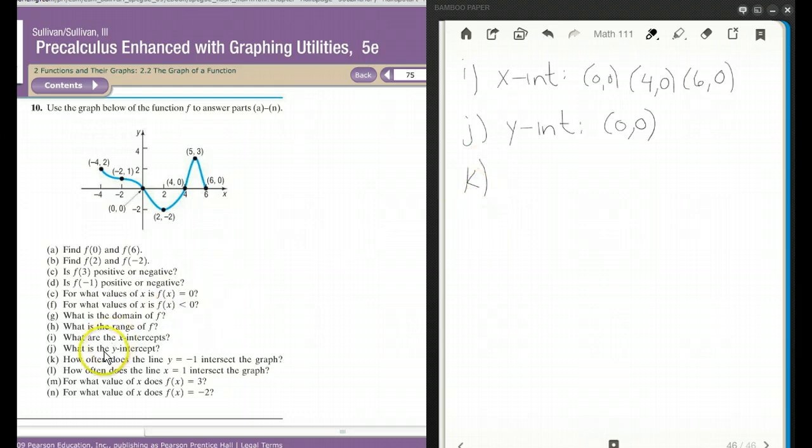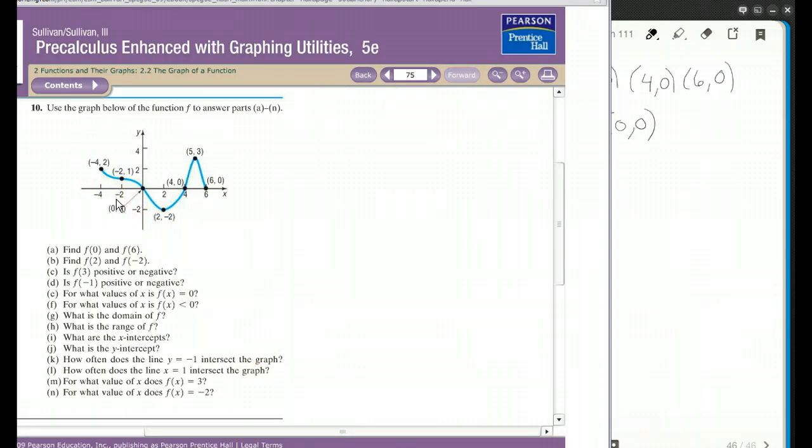Moving on to K, we're almost there. How often does the line y equals -1 intersect the graph? Well, where is the line y equals -1? That would be sort of going across like this, right? Yes, y equals -1 is a horizontal line, the line which is 1 unit below the x-axis. I wish I had a tool that allowed me to draw in the textbook online.